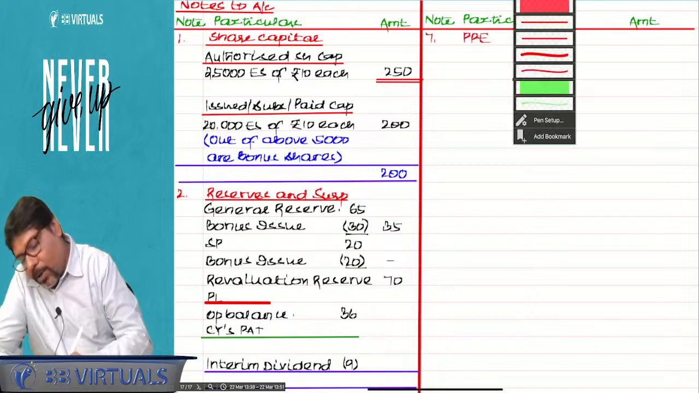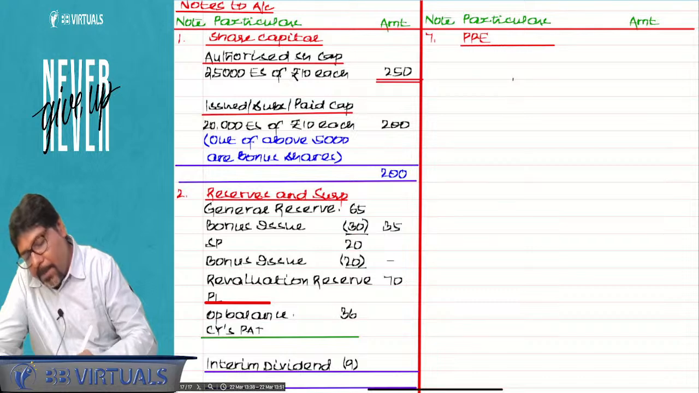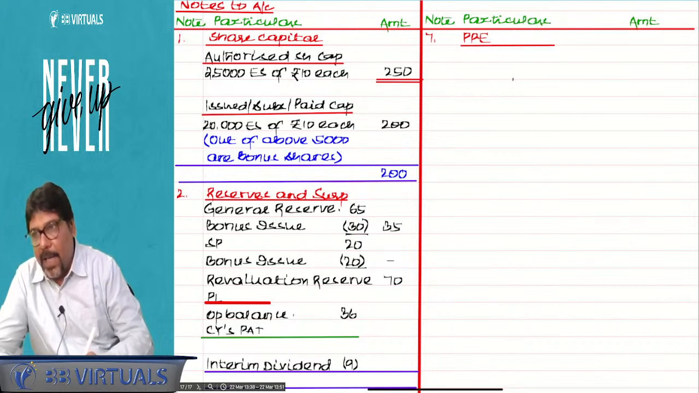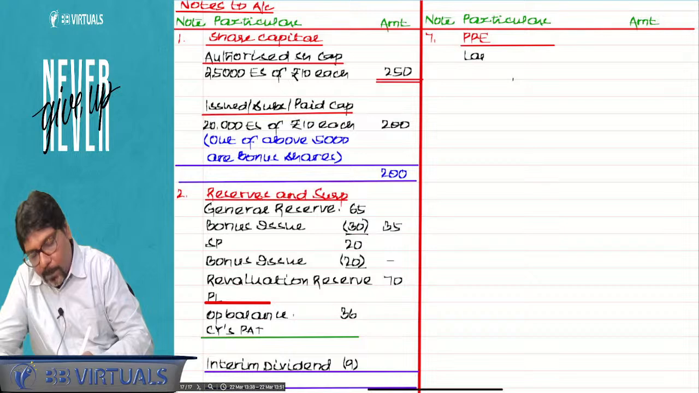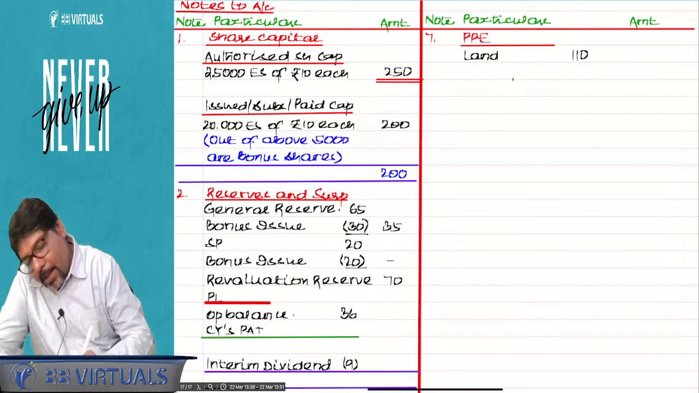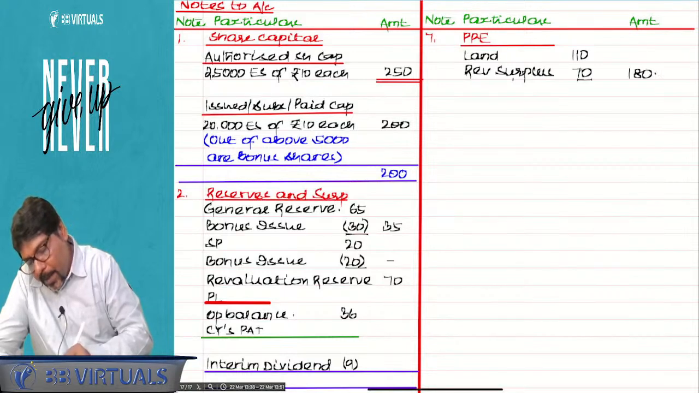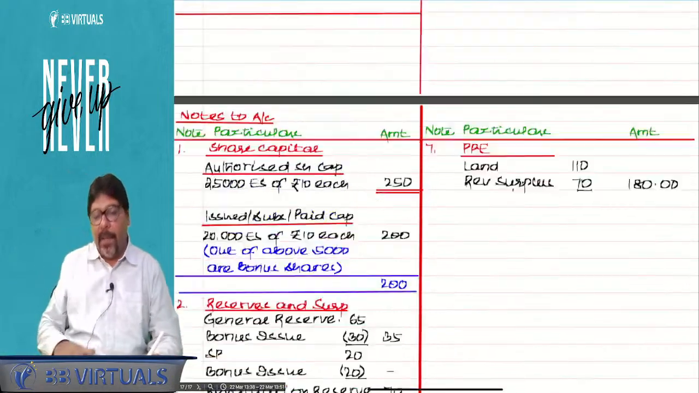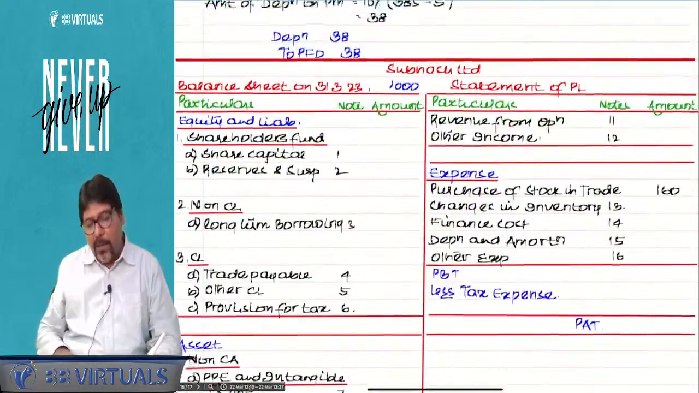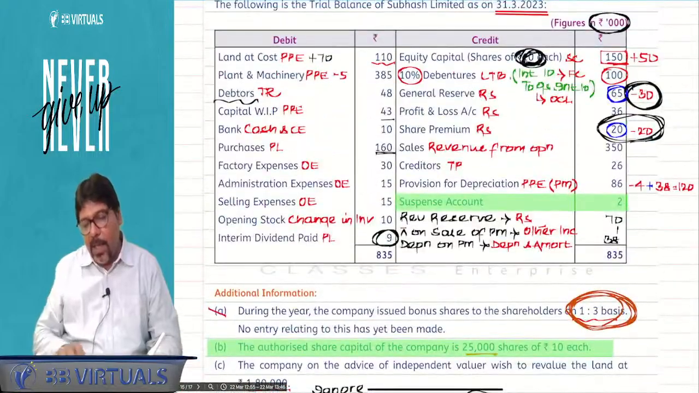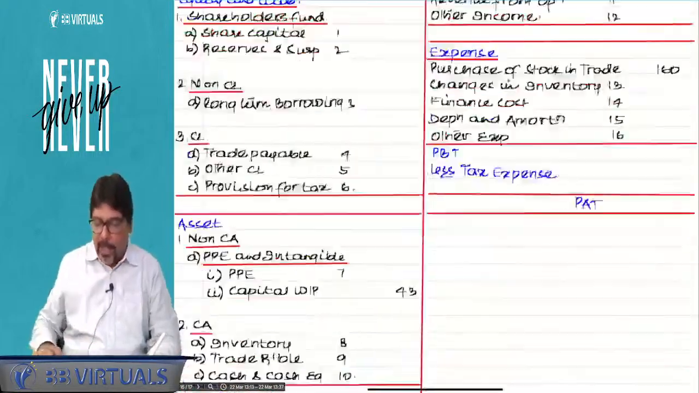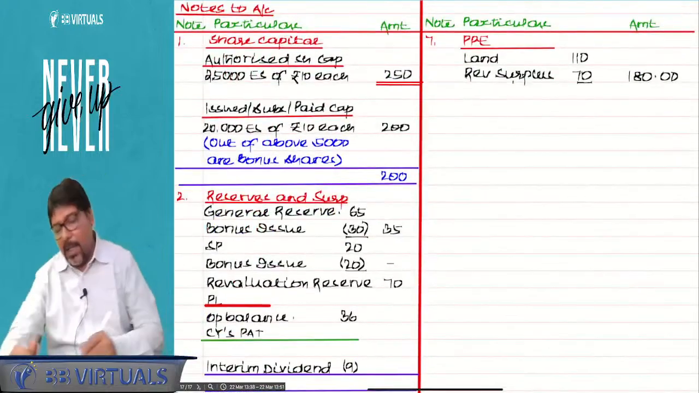PPE. Now, chartered, see this PPE very carefully. In PPE, first we had land. How much? 110. Revaluation surplus. We revalued it by 70 rupees. So it became how much? 180. Listen now. See, we revalued it by 70 rupees. Correct? Yes or no? Yes, sir.